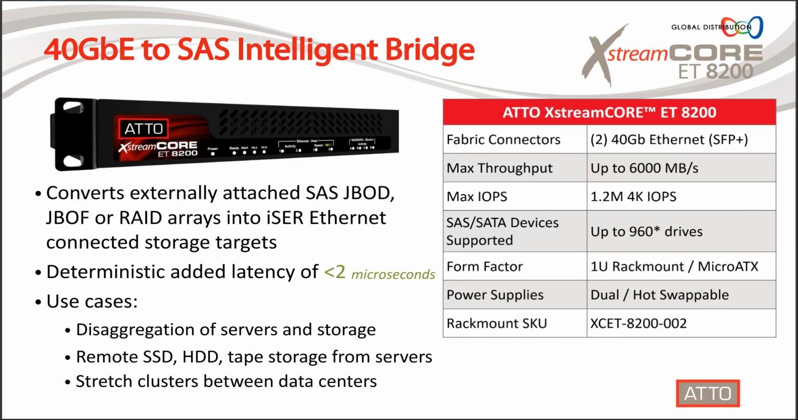And then lastly, we also have the XstreamCORE 8200. The 8200 features Ethernet technology. So this is SAS to 40 gigabit Ethernet. And this is utilized in environments where you're looking to try to put your SAS storage onto an Ethernet network. And I'll be talking about during the use cases why you might want to do that versus utilizing the fiber channel version.